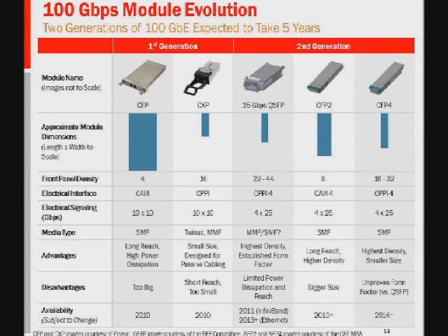And if you look at the size of the CFP and then some of the proposed second generation modules, you can see that they're drastically smaller. And that goes back to the slide that I showed with the front panel density. That will allow us to put a lot more ports on the front of a line card or a switch or a 1U size rack device.